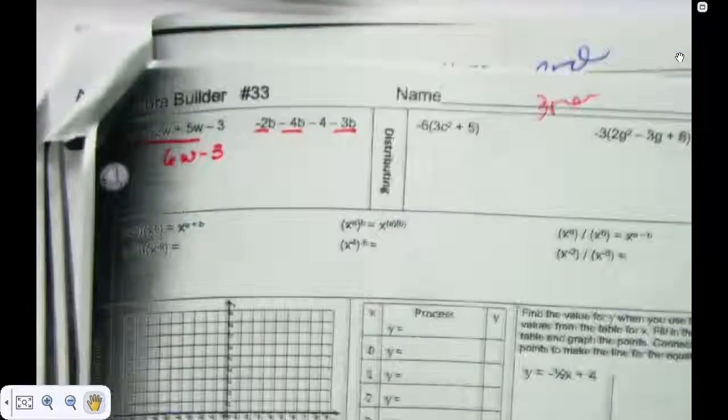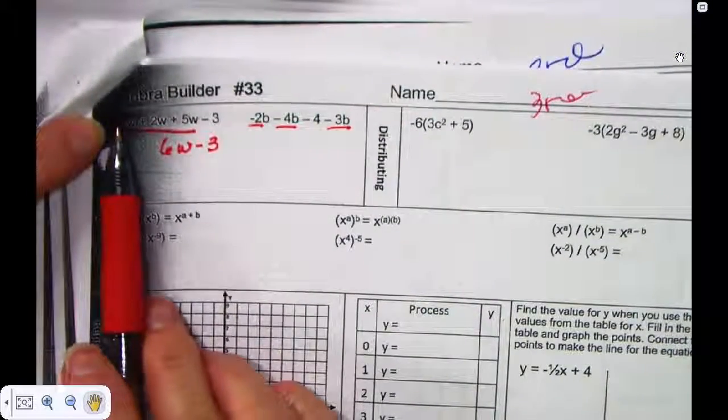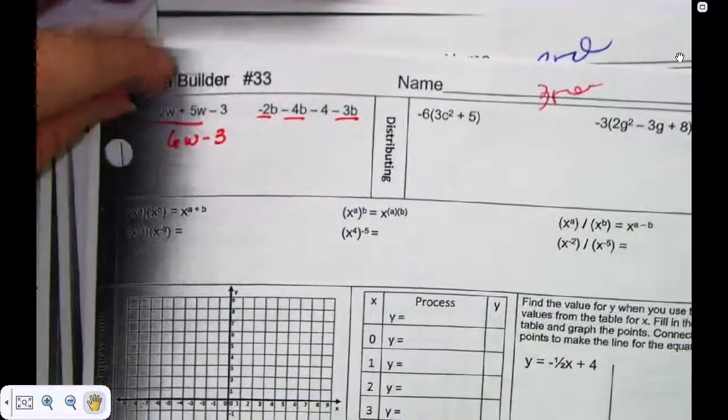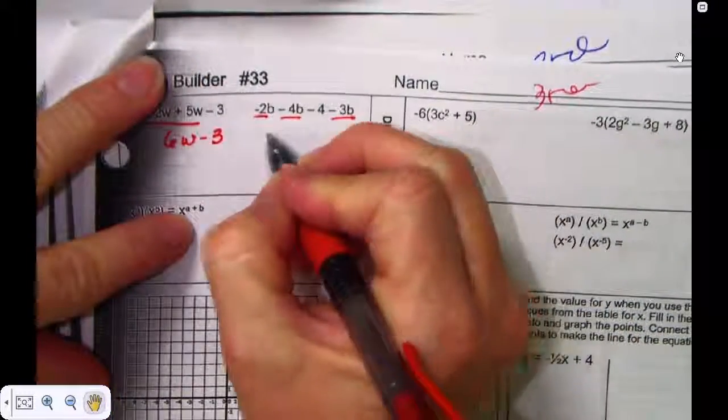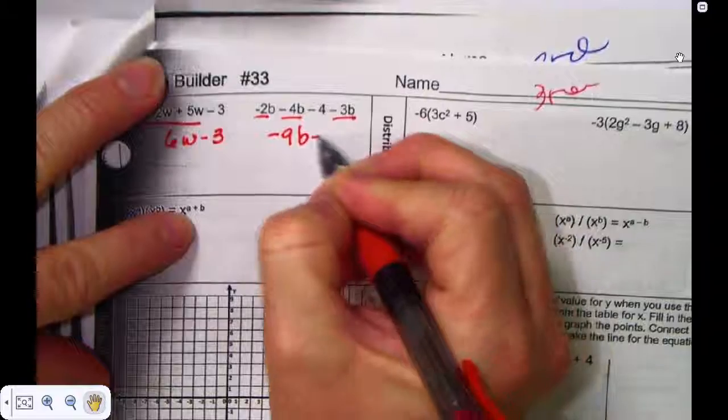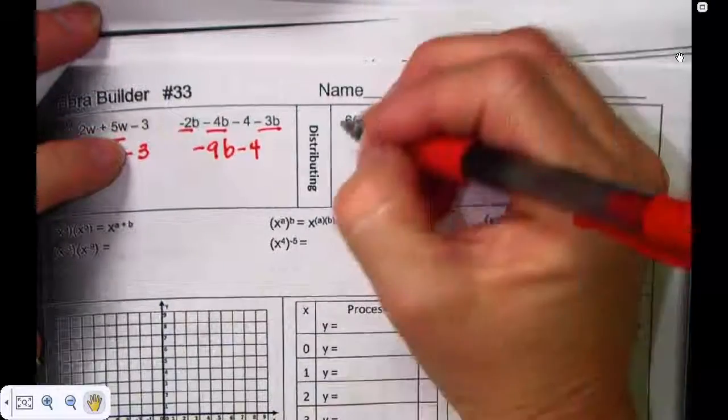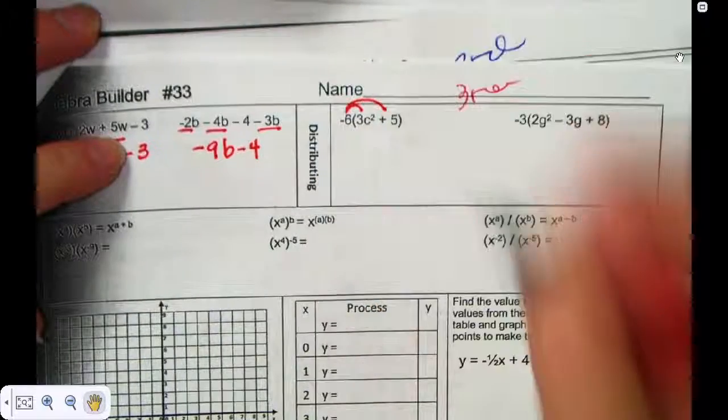Okay, guys, so the first one, that's negative W. So that's going to be 6W minus 3. And the next one's going to be, what'd y'all say? 9B minus 4. Awesome. Okay, on the next one, we're going to use the distributive property. We're going to multiply negative 6 by both of those terms. So what do I get?